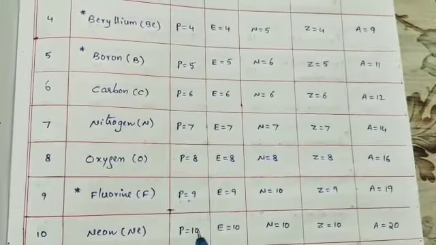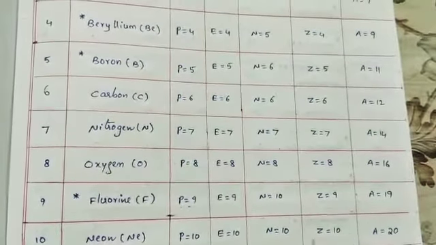So for neon, 10, 10, 10, the atomic mass is 20, which means it is an even element.